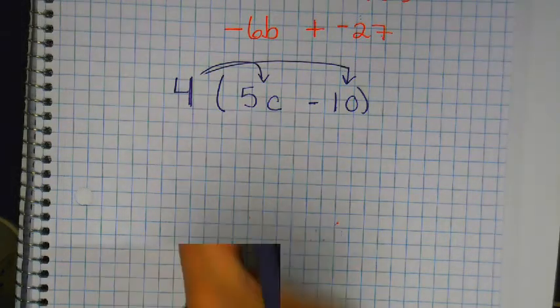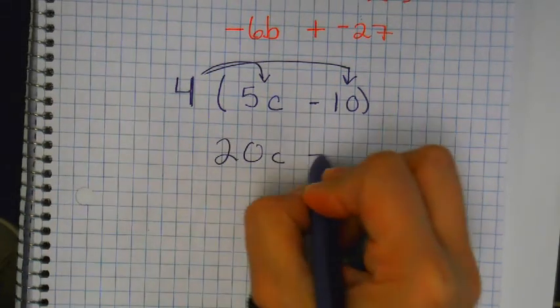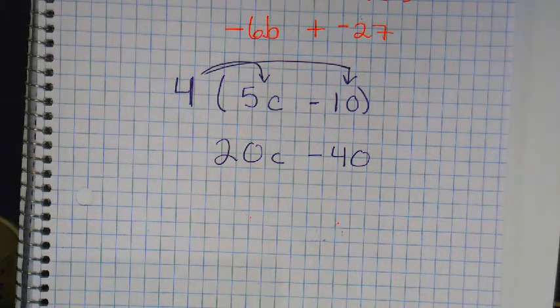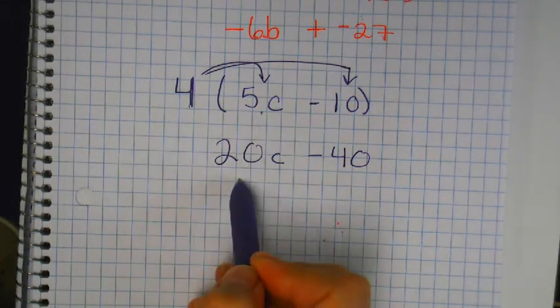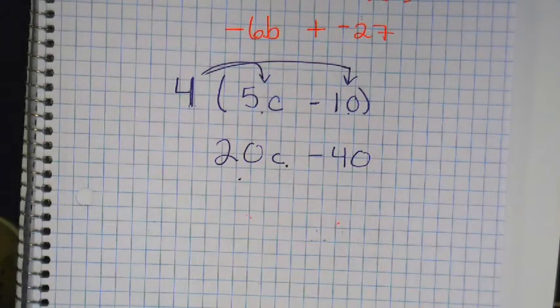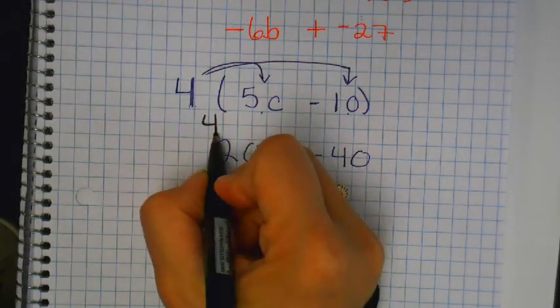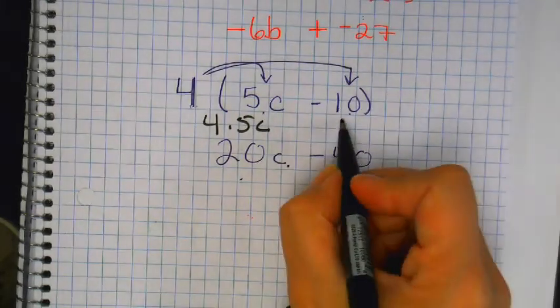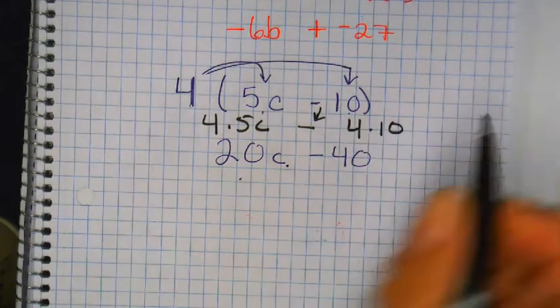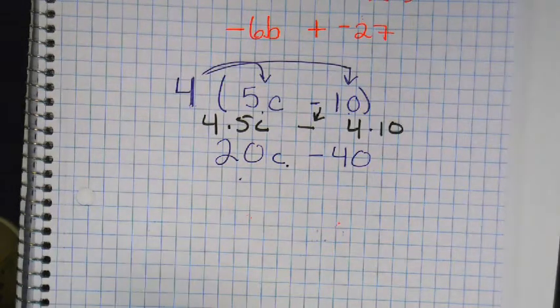20c minus 40. Yep. 4 times 5 is 20, and then you just put the variable, right? And then 4 times 10 is 40. I didn't show work, but I guess I have to. Hold on. 4 times 5c and minus, because it's just bring it down, 4 times 10.